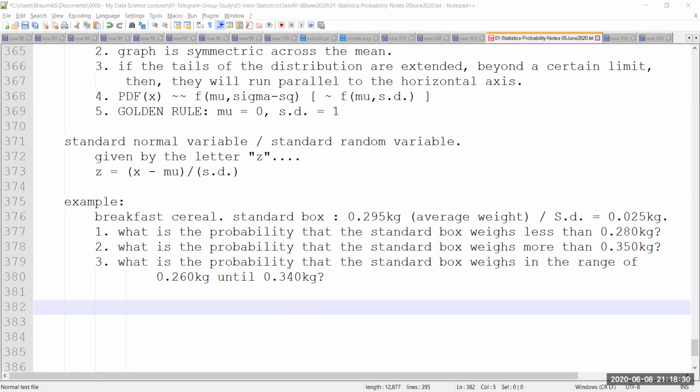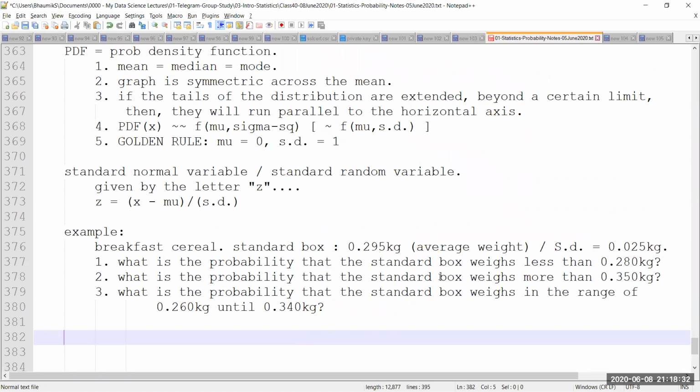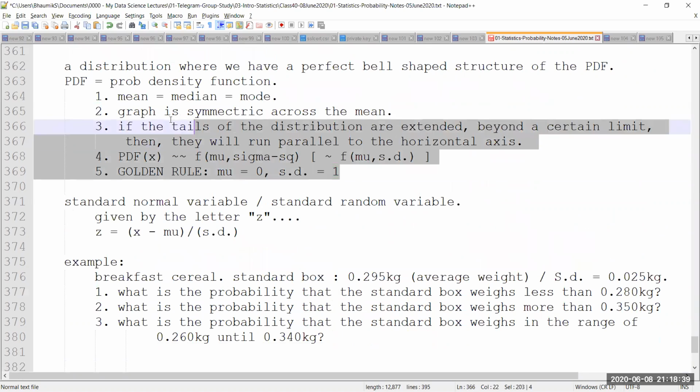So this is it. As of now, this is what we have done. We are going to look into that at a later stage. In the next class, maybe we are going to take an Excel sheet and then we'll calculate. But these are very important, the features of a normal distribution.